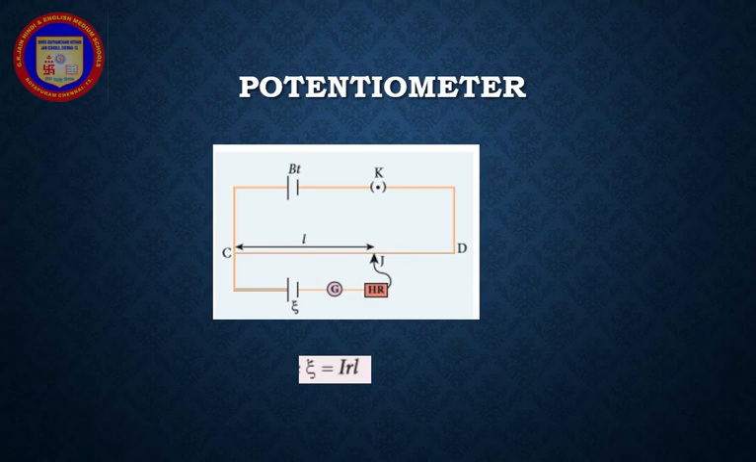Next is the potentiometer. The potentiometer is used for the accurate measurement of potential differences, current and resistance.